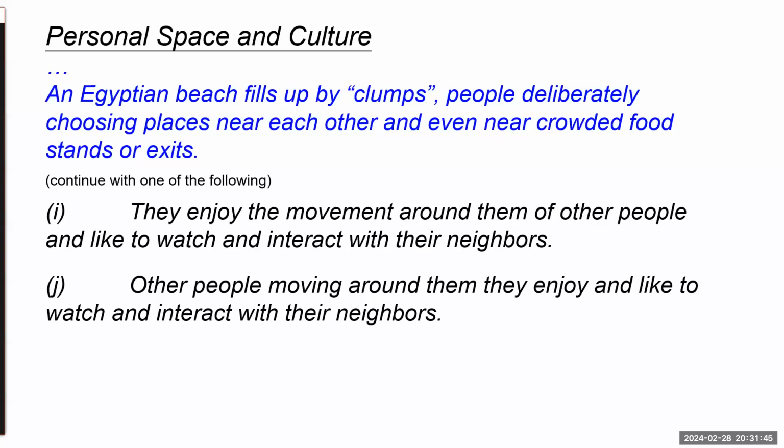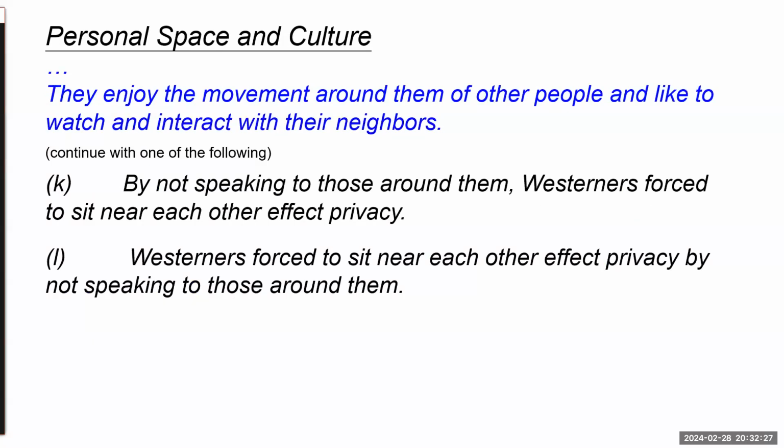I: They enjoy movement around them of other people and like to watch and interact with their neighbors. Or J: other people moving around them they enjoy and like to watch and interact with their neighbors. What do you think? I or J? How many say I? And really, raise your hand, all right? Come on, come on. How many say J? An Egyptian beach fills up by clumps, people deliberately choosing places near each other and even near crowded food stands or exits. What do you think if you are repeating the same thing as me? It's they.